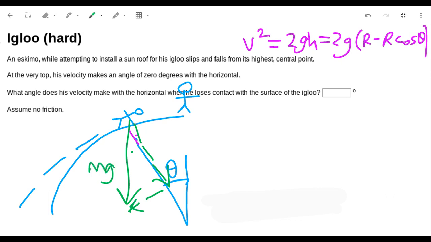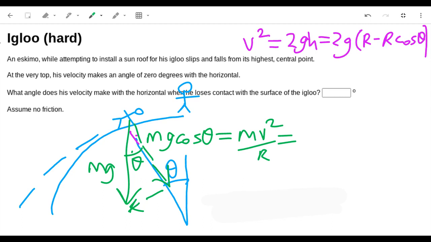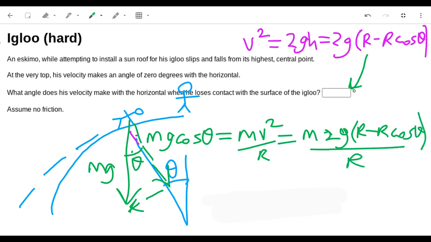So I'm going to split the weight into two components, and the radial component, given that this is theta, is once again mg cos theta. And that radial component will be supplying the centripetal force. Now, we've worked out already what v squared is. So I get m times 2g times (r minus r cos theta), divided by r.